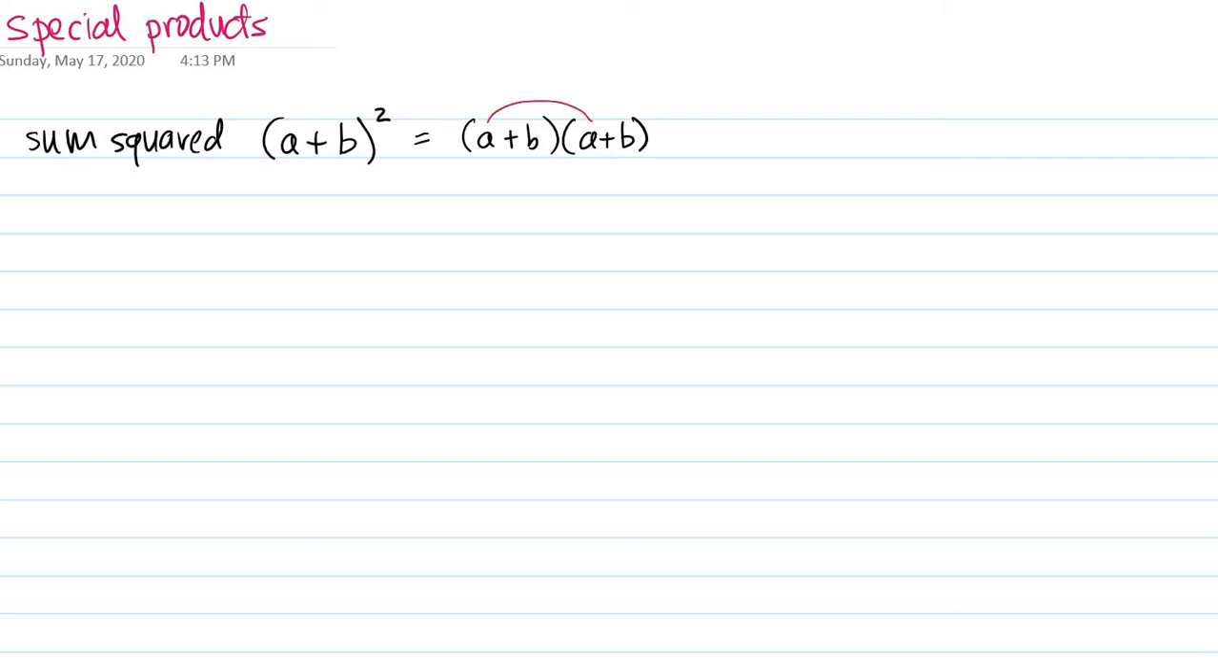So we multiply first items and we would get a squared. We multiply the outside items and we would get positive ab. Multiply the inside items, we get another positive ab. And multiply the last items and we get b squared. When we simplify this and combine like terms, we end up with a squared plus 2ab plus b squared.